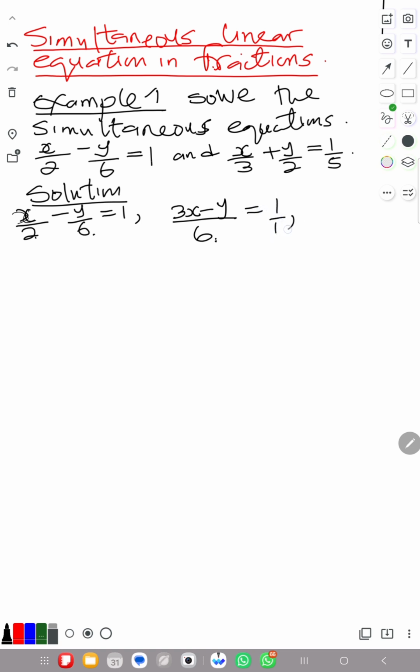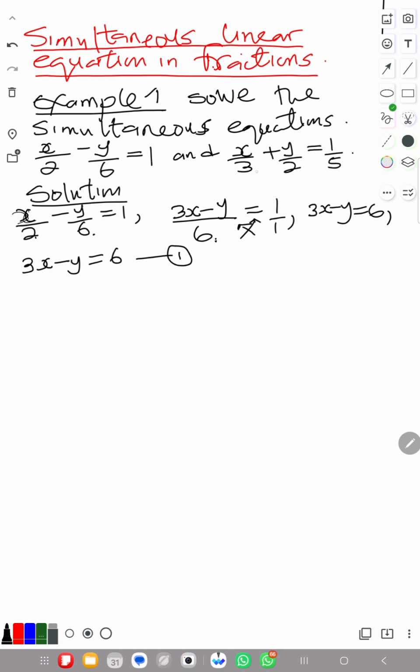So from here, you can cross multiply. When you cross multiply, it will be 1 multiplied by 3x minus y, so this still gives me 3x minus y. Then 6 multiplied by 1, so this gives me 6. So we form 3x minus y is equal to 6. This one will give me equation 1.